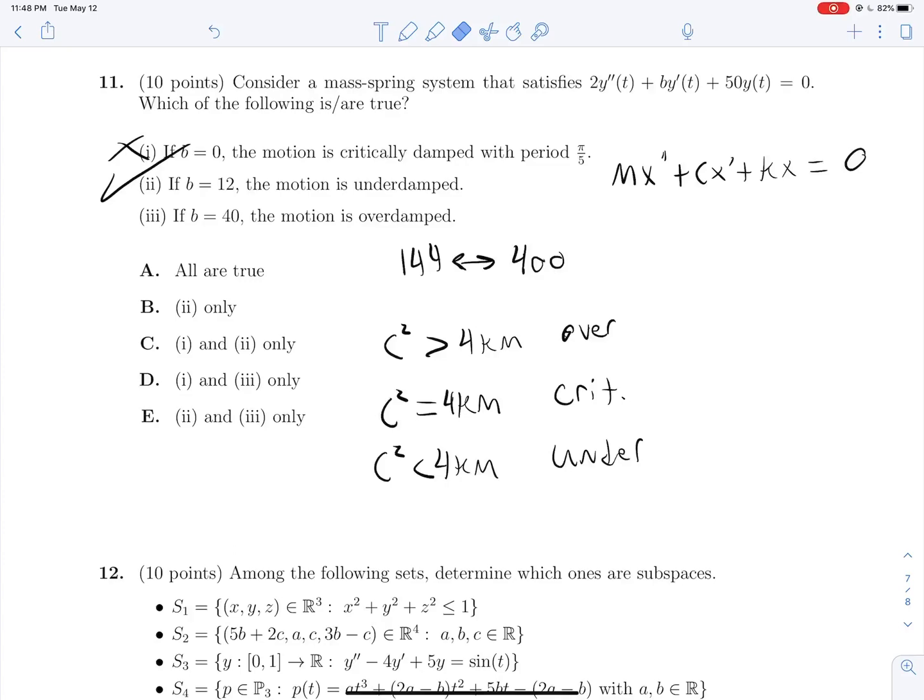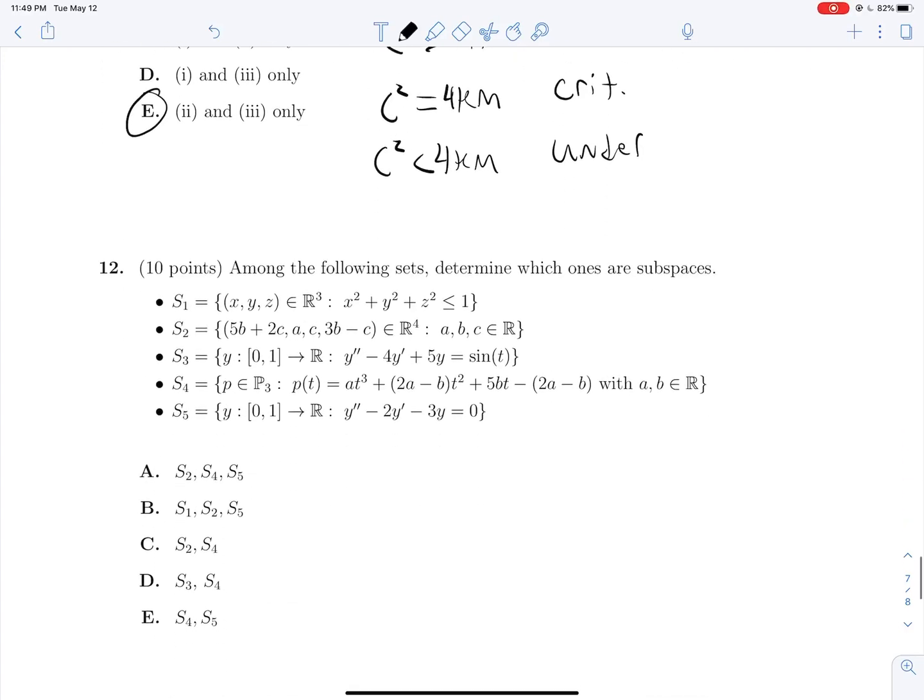Perfect. What about when b is equal to 40? Well, 40 squared is what? Like 16? Is it 1,600 or 16,000? Yeah, 1,600, right? Anyway, I'm kind of losing my mind here. Yes, it is 1,600. Okay, good. So 1,600 is a lot bigger than 400. So yes, this is an overdamped case. So 2 and 3 are true for number 11. I'm not sure why I chose D. That's 2 and 3, which is E.